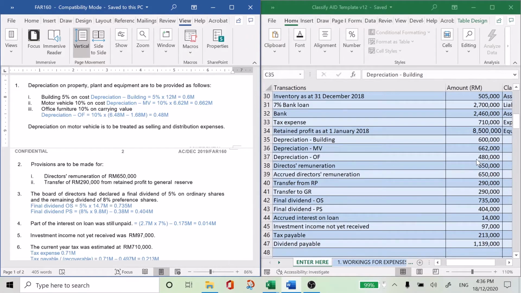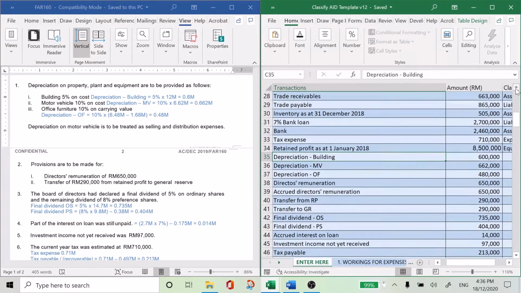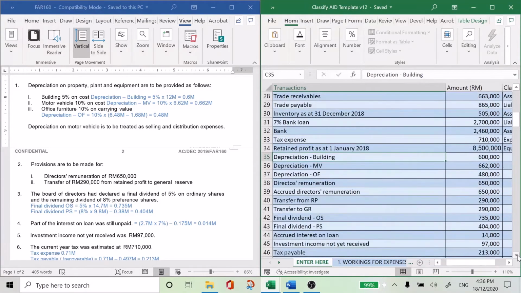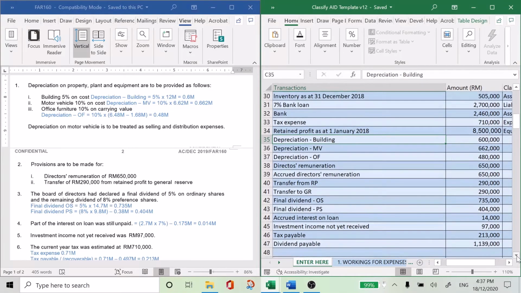Do you have to adjust for accumulated depreciation? No, you don't have to do that, because the accumulated depreciation that we have here is for the opening balance. This template will add to the existing accumulated depreciation when the template computes the carrying amount for non-current asset. So you don't have to add to the accumulated depreciation. The template will do that for you, except for other items, yes, we have to adjust.